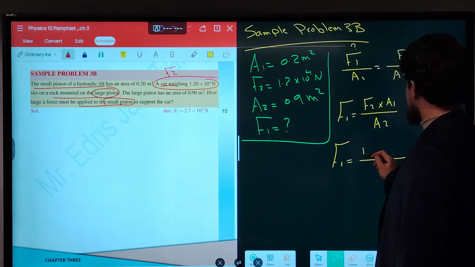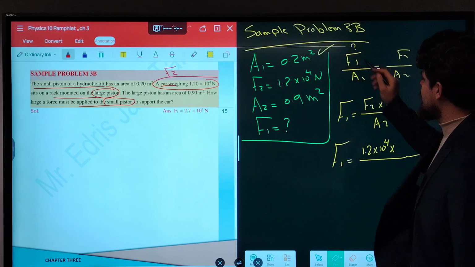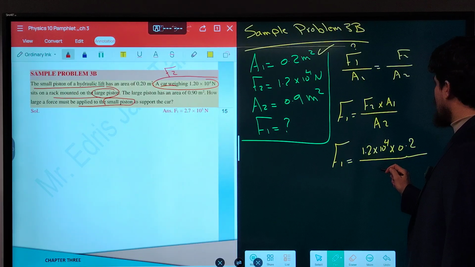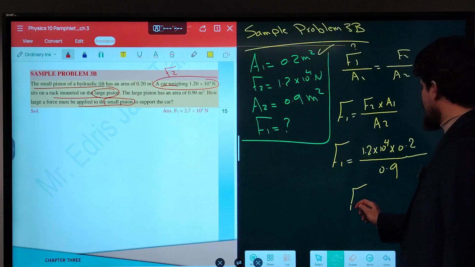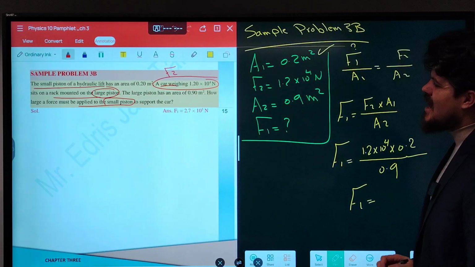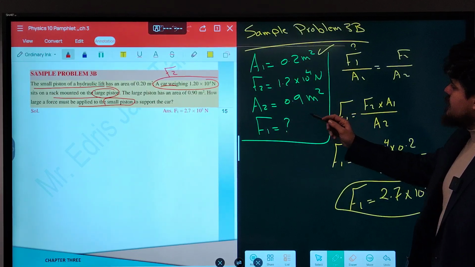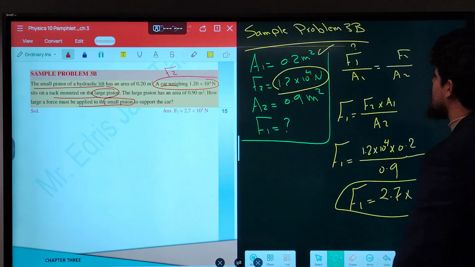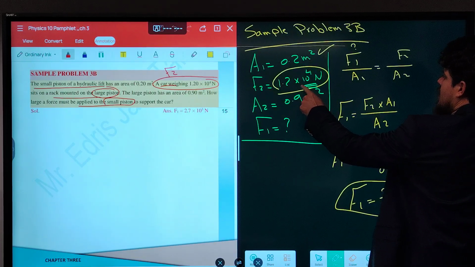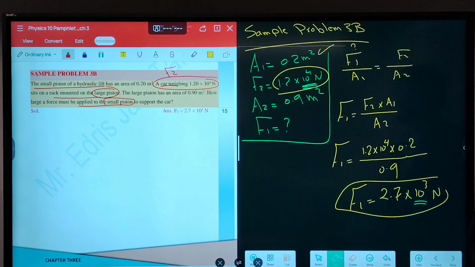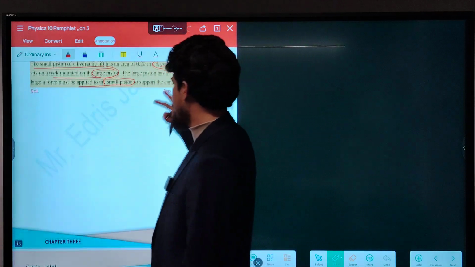Do we have F2? Yes, 1.2 times 10 power 4. Do we have A1? Yes, we have it. 0.2 over 0.9. F1 should be less than F2. F1 is 2.7 times 10 power 3 Newton. Which one is bigger, F1 or F2? Absolutely F2 is bigger. Why? Because here we have 10 power 4, but this is 10 power 3. 1.2 times 10 power 4 is bigger than 2.7 times 10 power 3. It's very easy.